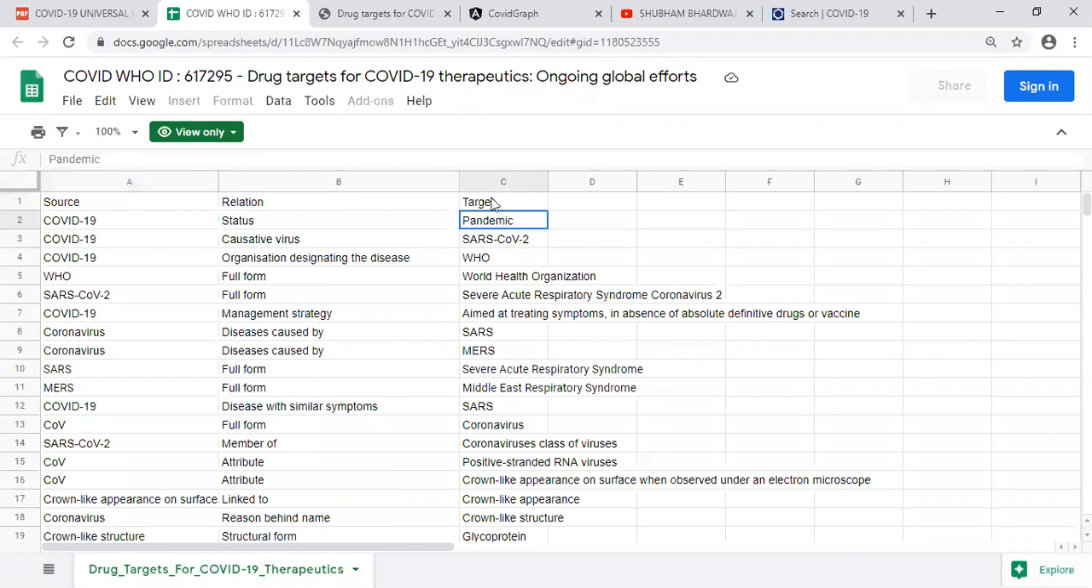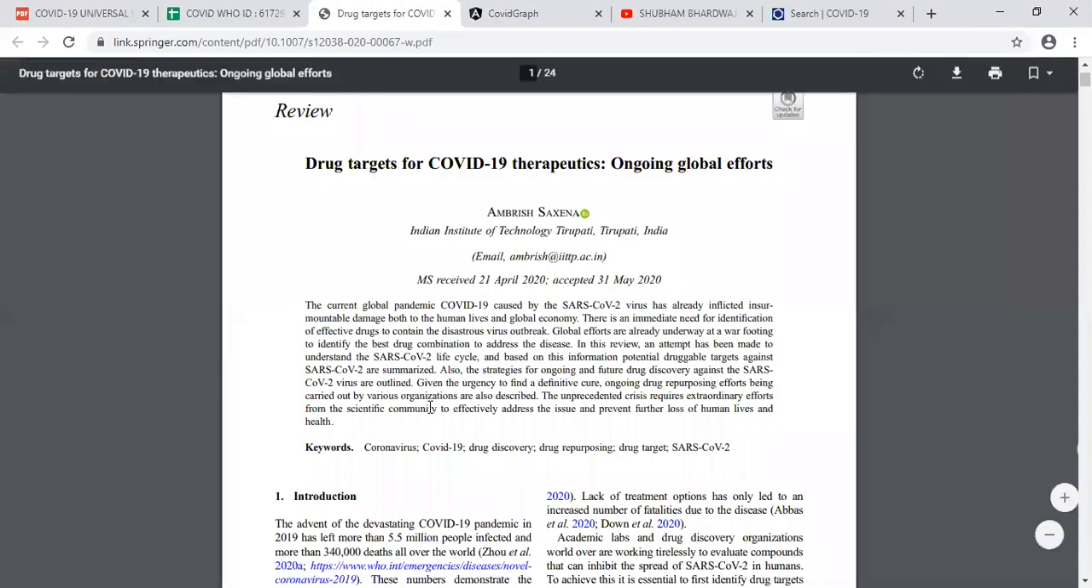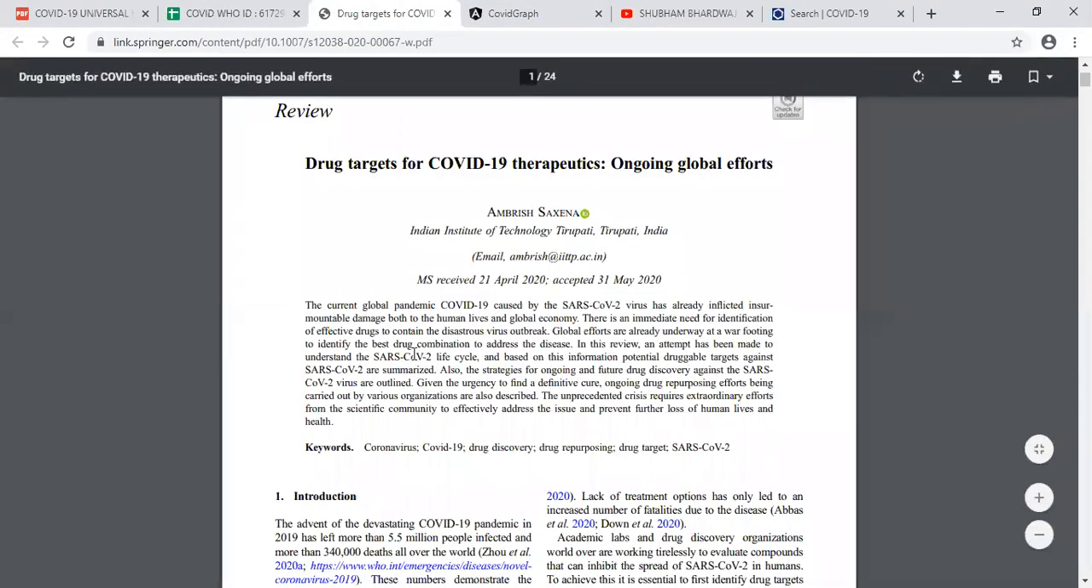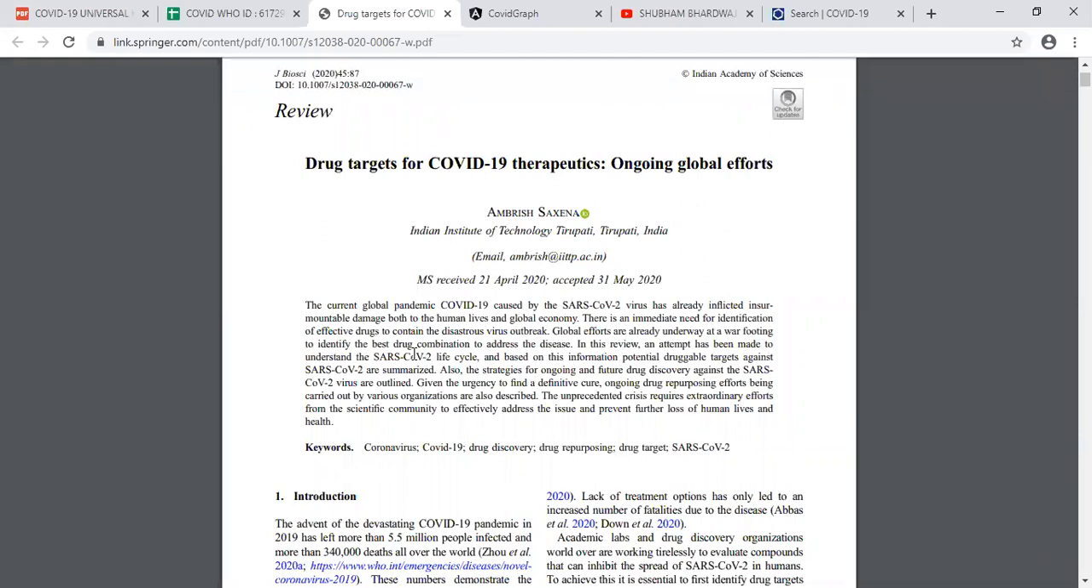Pandemic is identified as the target node, and the relationship between these two is that of status. So the status of COVID-19 is that it is a pandemic. The reason for adding this relationship is that there would of course be other pandemics, and it is important to capture information related to all pandemics so as to be able to identify similarities and differences between them. So this will make our knowledge graph complete.